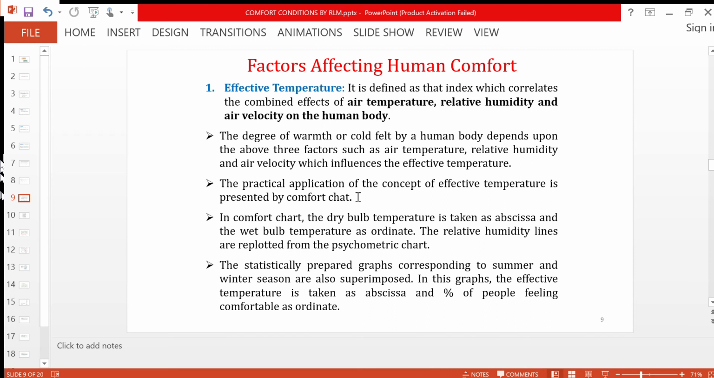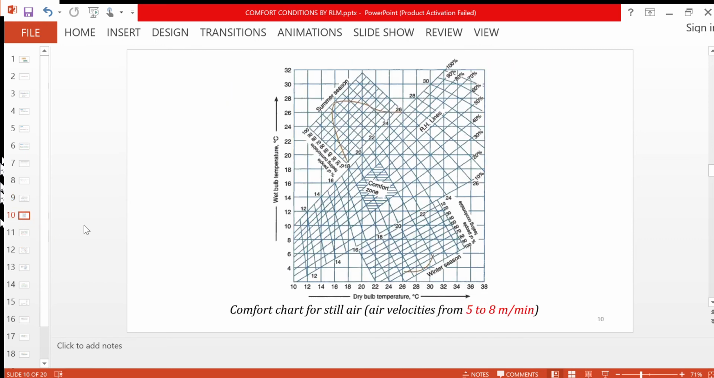Suppose you have moisture in your surrounding air, and at the same time the air is hot also, more than 37 degrees Celsius. But if you have a little bit of wind speed, then you will feel different. And if you have no air velocity, then you will feel different. So that gives your effective temperature, and this effective temperature leads to human comfort.